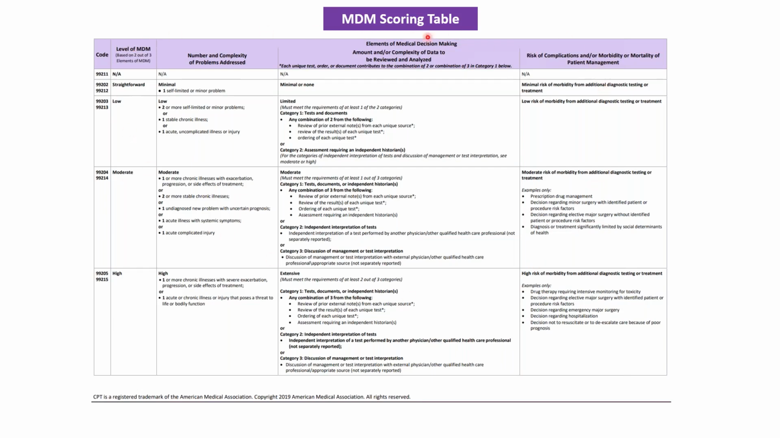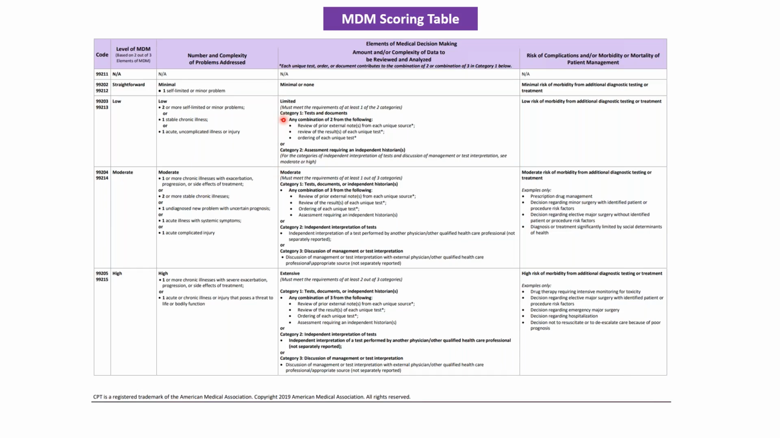Doesn't this table look familiar? All right. So it's a 99202 or 12 straightforward if the number and complexity of problems addressed are minimal or none for the data. And if the risk is minimal, it's minimal. 99203 and 13, it's a low. If the number and complexity of the problems addressed is low, then that will be low. It will be limited if they meet at least one of these two categories.